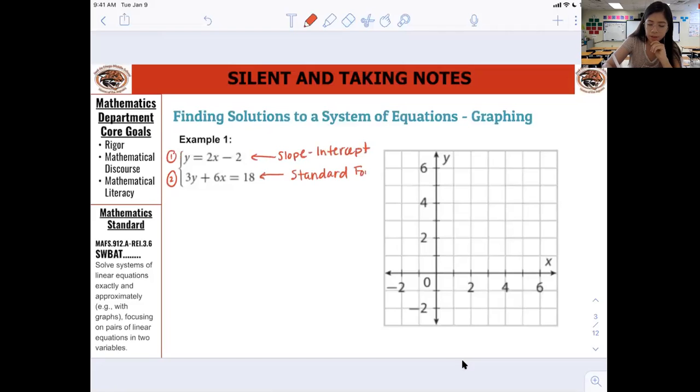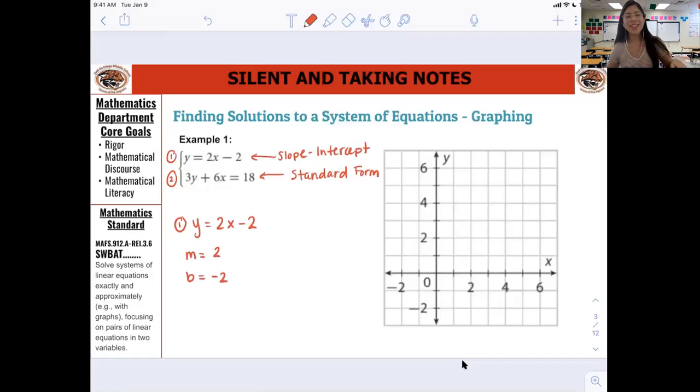Now, which of those is easier to graph right away? Slope intercept, because that one already gives you pretty much everything you need. What do I know about this equation? We know the slope and we know the y-intercept. What's my slope? 2. What's my y-intercept? -2. Very good, Jaira. Nice. We're not forgetting too much over break.